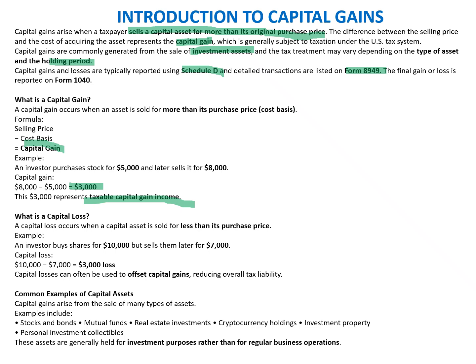So what is the capital loss? Capital loss occurs when the capital asset is sold for less than its purchase price. For example, shares which were purchased for $10,000 but sold at $7,000. This is a capital loss of $3,000. Capital losses can often be used to offset the capital gain, which reduces the overall tax liability.